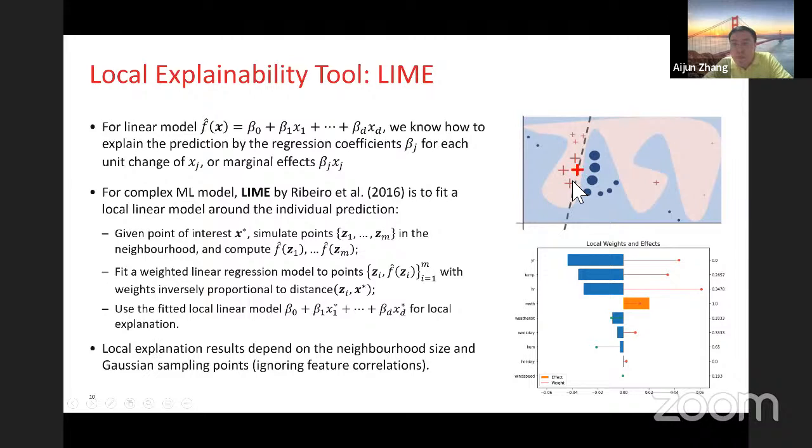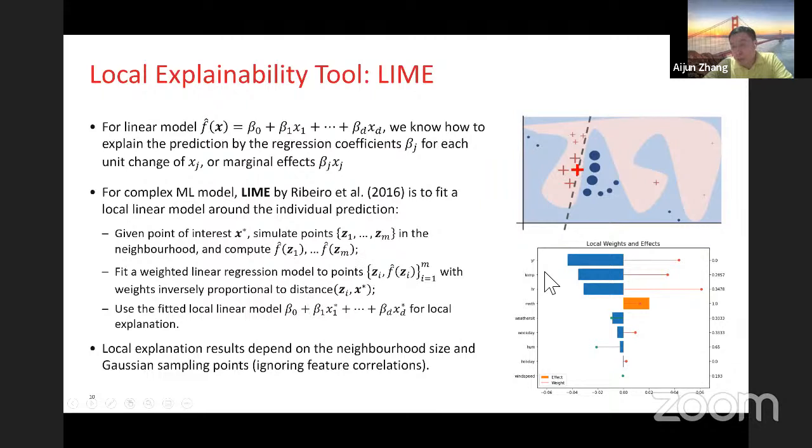How can we do that, right? We can simulate data points around this X, this cross, in the neighborhood. Then we can compute the prediction of all of these. Then we have this F hat, we treat this as a response, then we fit a local linear model.